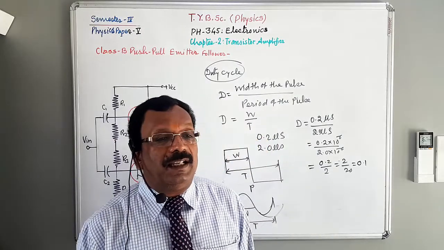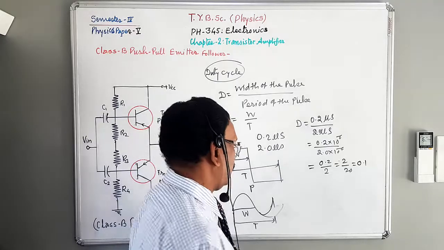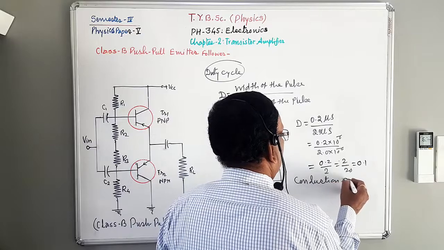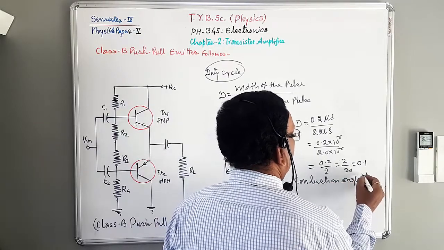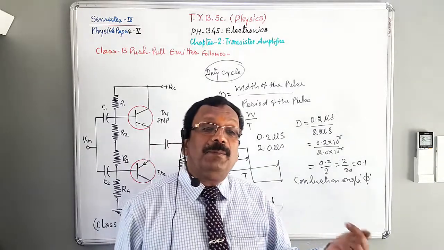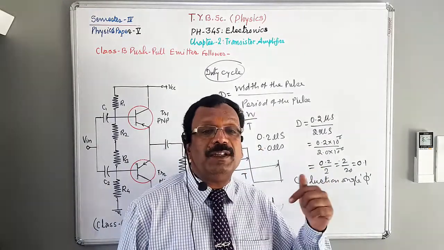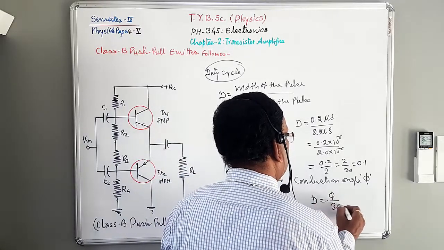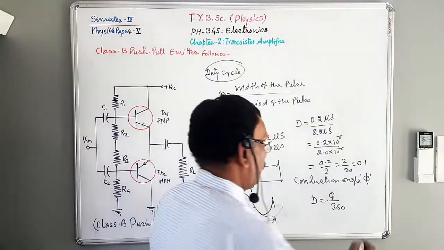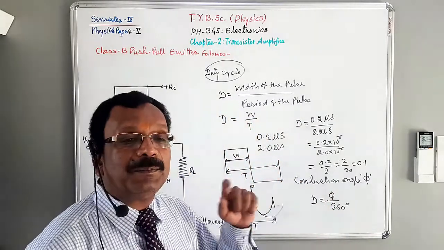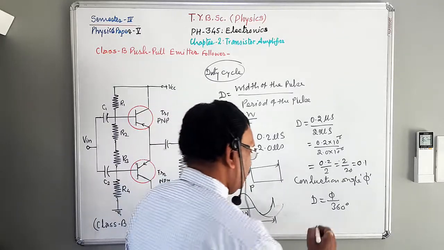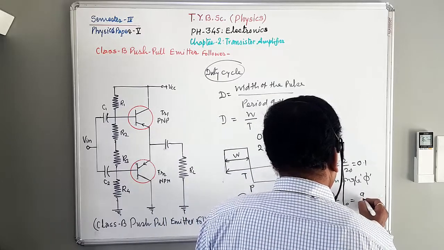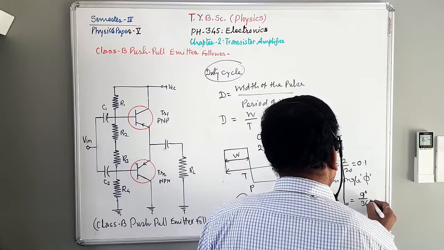Okay. Now, conduction angle. Now we are going to see the next one, conduction angle. It is denoted by phi. Duty cycle can be stated using conduction angle. So duty cycle D is equal to conduction angle phi upon 360 degree. Suppose conduction angle phi is equal to 9 degree, then D is equal to 9 degree by 360 degree.